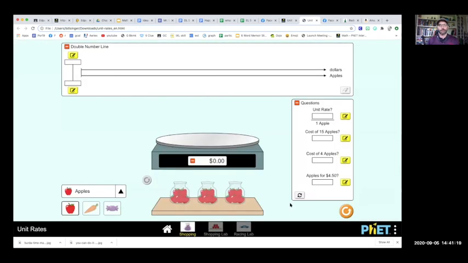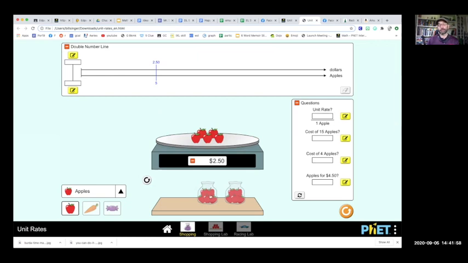All right. So here's another problem I have. Now here's a scale. This is called a double number line. So if you notice, the top line is dollars and the bottom line is apples. So I'm going to take this bag of apples and put it on the scale. Boom. There are 1, 2, 3, 4, 5 apples, and it costs $2.50. Right here you can see $2.50 and 5 apples. So if it costs $2.50 for 5 apples, we want to figure out what is the unit rate here for 1 apple. It's almost like you have to do $2.50 divided by 5.